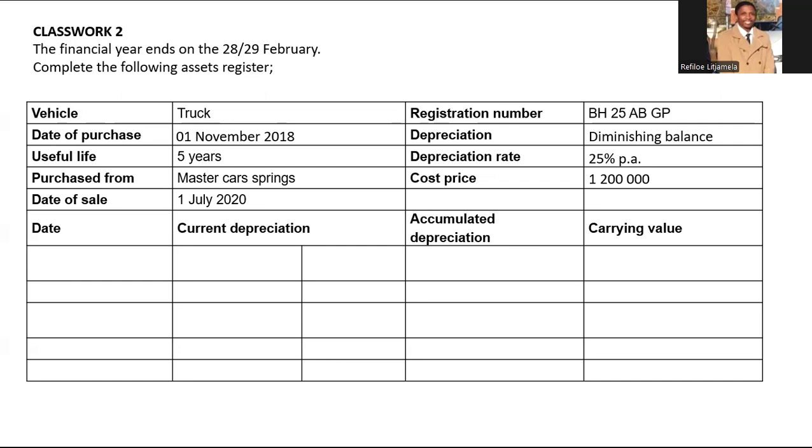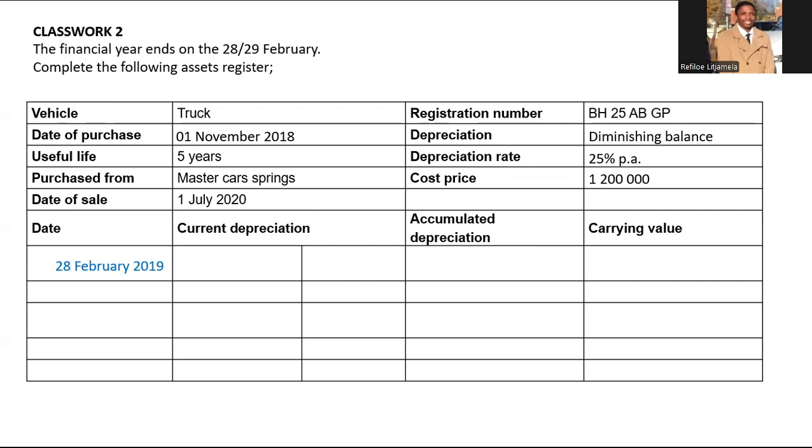I see the date of purchase is 1 November 2018. The end of the year will be the 28th or 29th of February, meaning that this financial year started on the 1st of March 2018, and it ended on the next 28th of February in 2019. So the end of the year will be 28th of Feb 2019. When we calculate depreciation, I'm going to count from November that year.